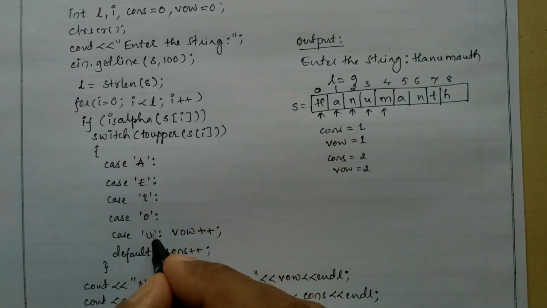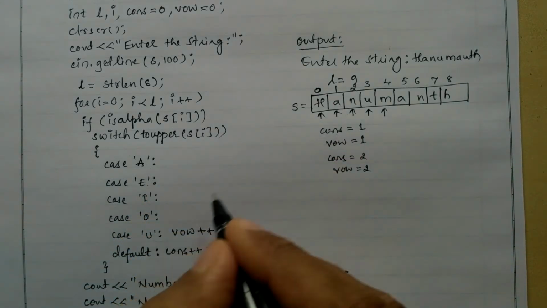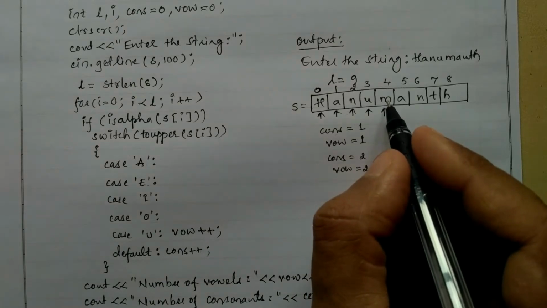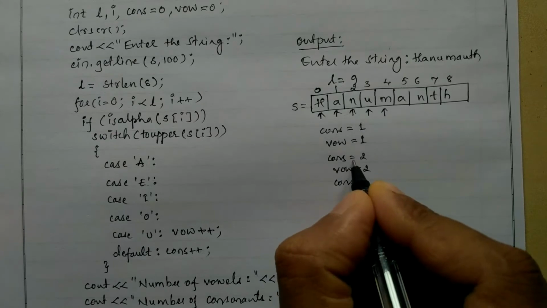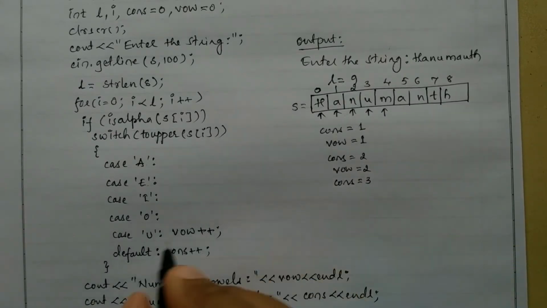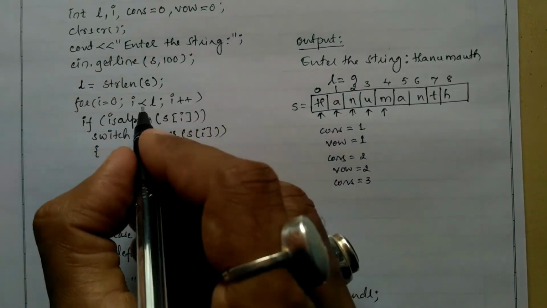So it is going to try to match with a, e, i, o, u. It is not going to match with any of these case labels with m. So hence default: consonant will get incremented by 1. So consonant earlier it was 2, now it is 3. So again control transfers to the for loop by incrementing the value of i by 1.